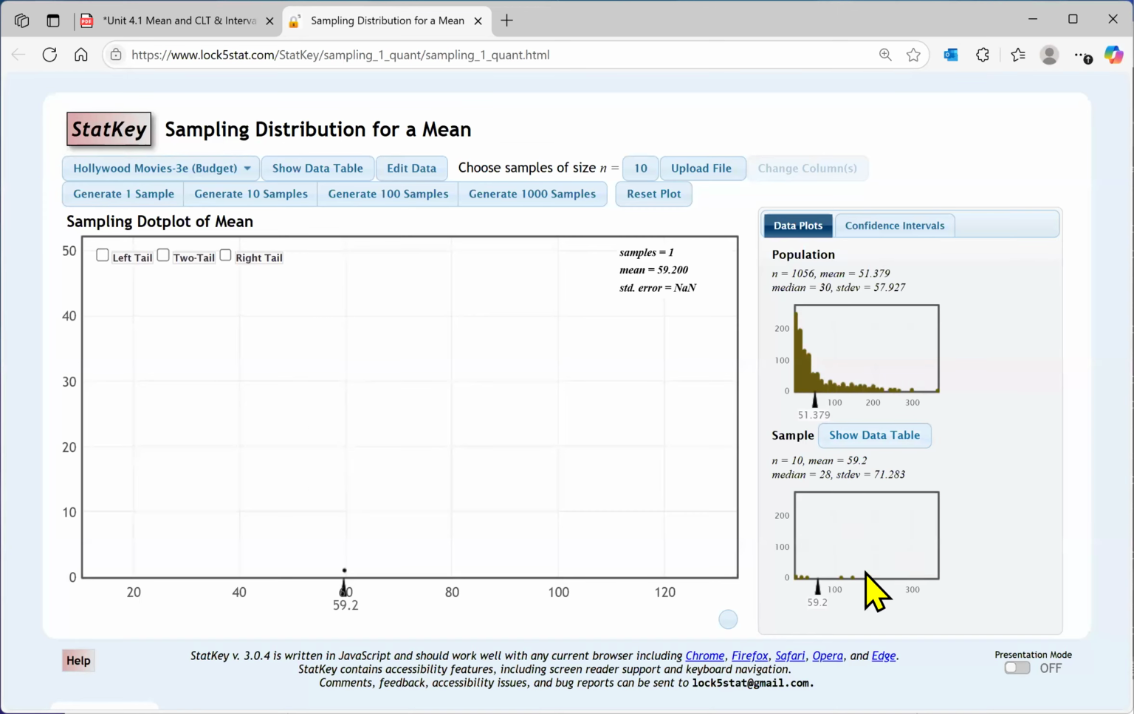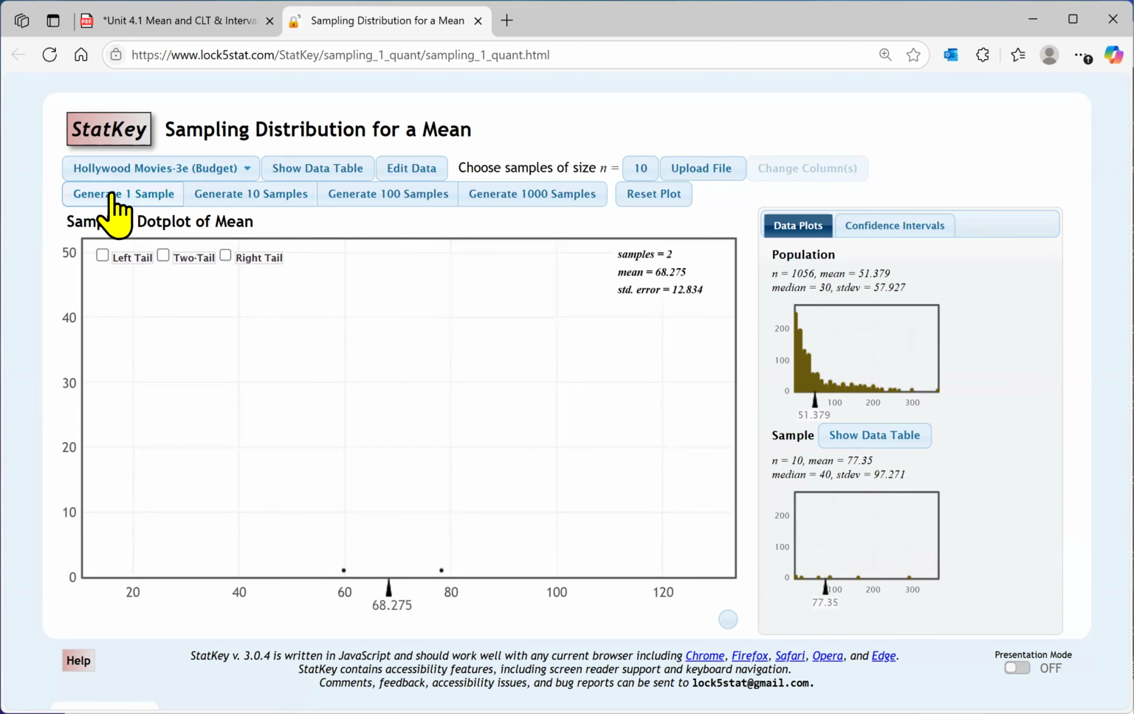So that one sample, you can see here's the sample distribution. You can observe all of those budgets that are in our sample. And here is the sample mean, 59.2. So I go ahead and represent that with a single dot of 59.2. If I go ahead and take another sample, obviously I'm going to get a different statistic because of natural variability.